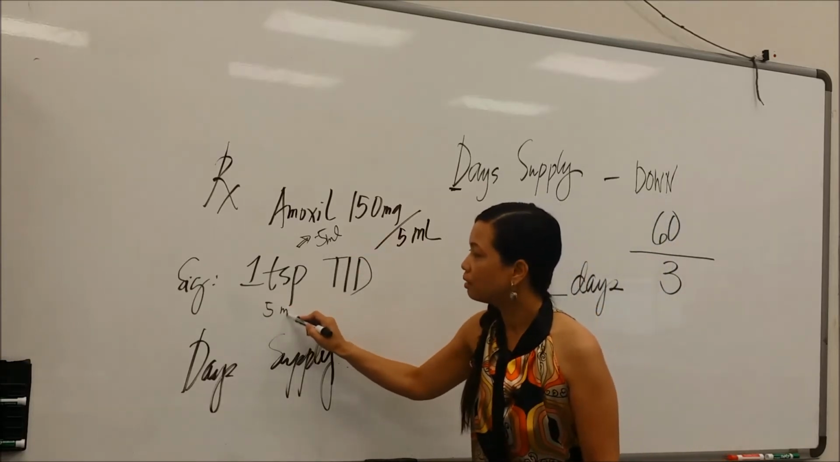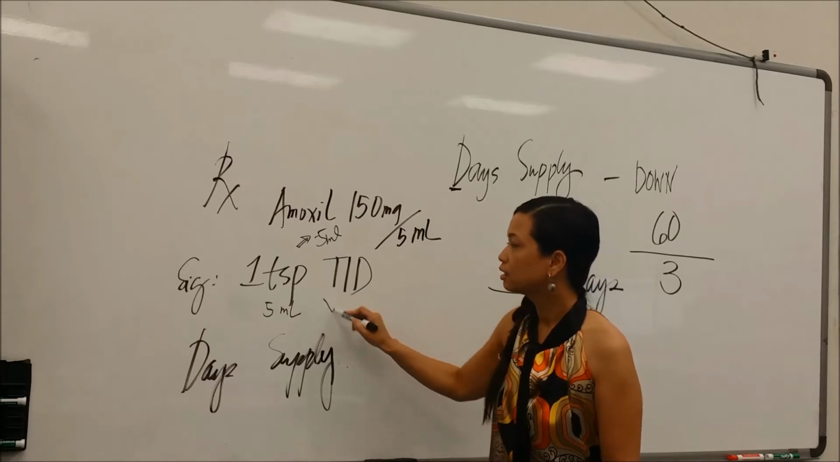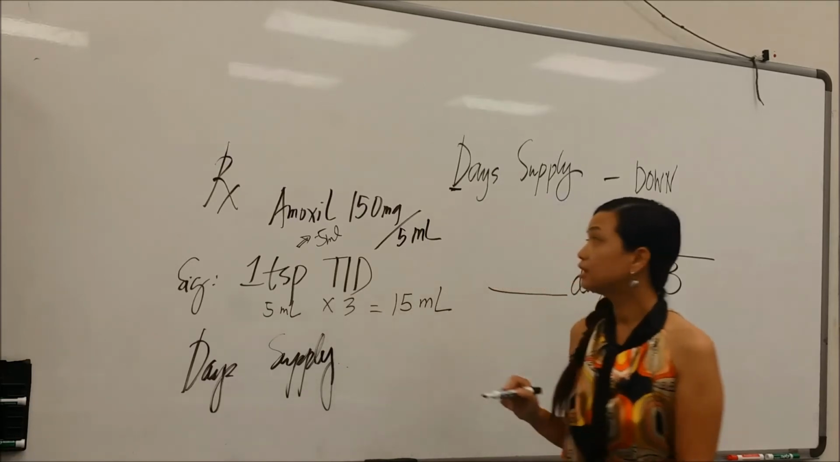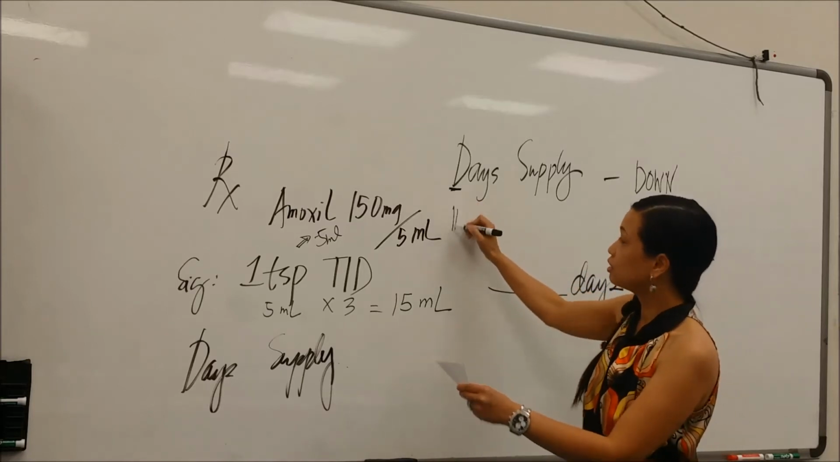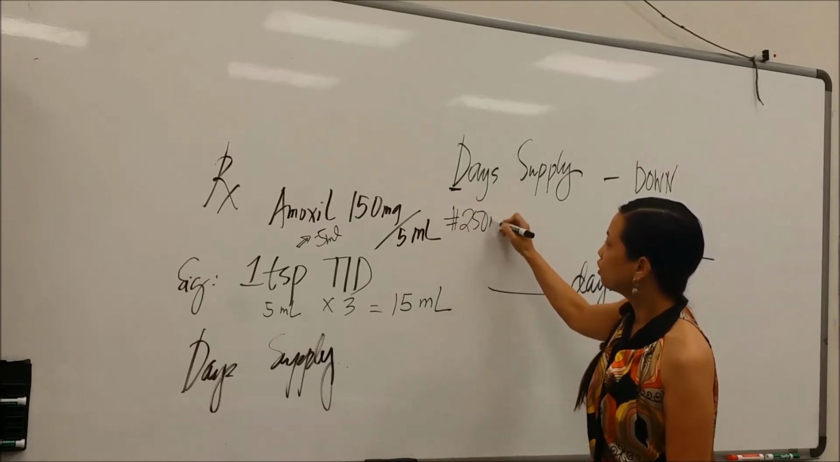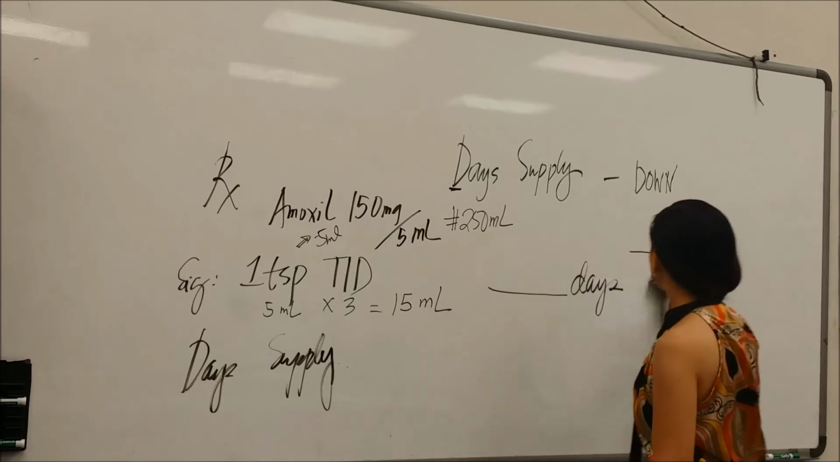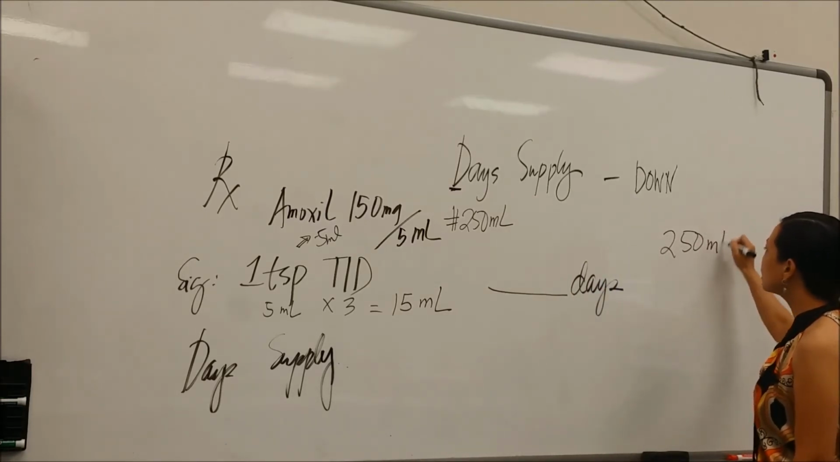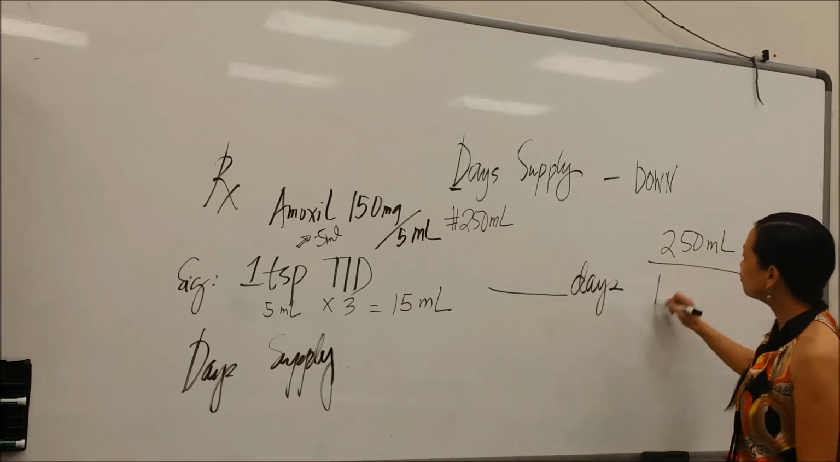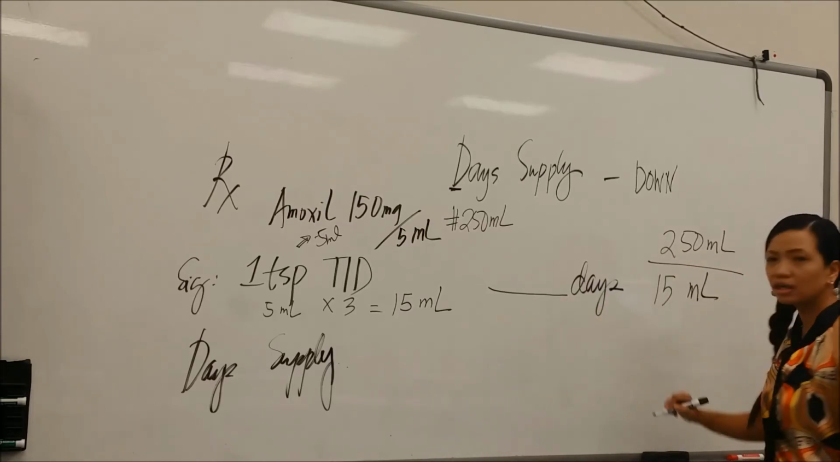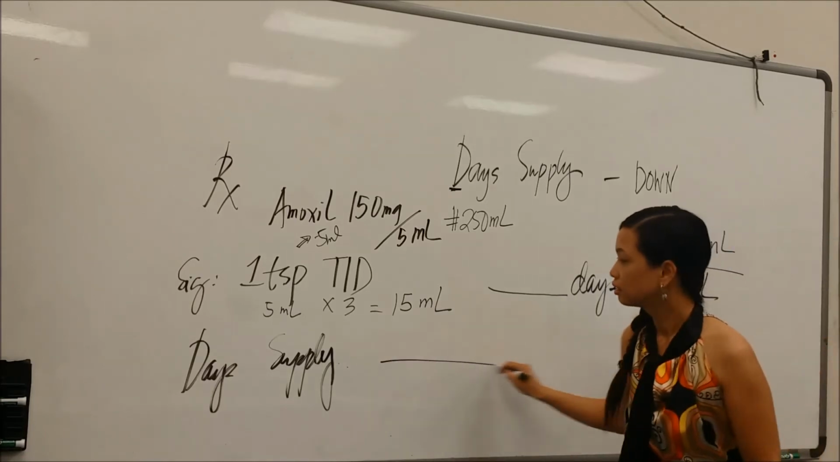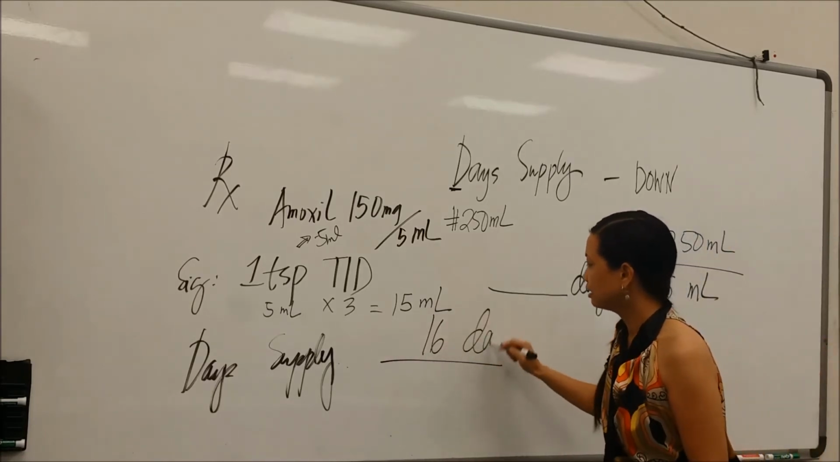So you need 5 ml, how many times per day? 3 times a day. So you need how much total per day? 15 ml. What's the quantity to be dispensed here? 250 ml. Following the formula, how long will 250 ml last if you have to take 15 ml per day? 16. What's the answer? 16 days.